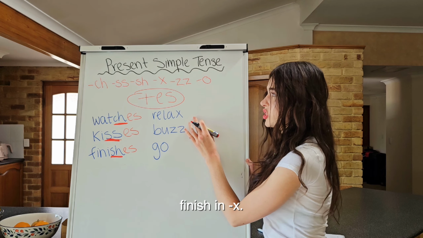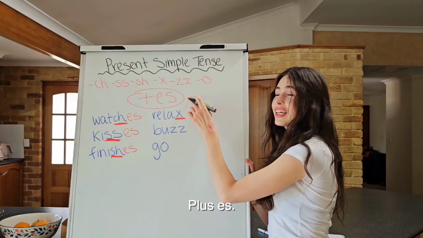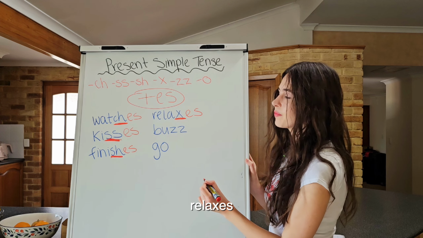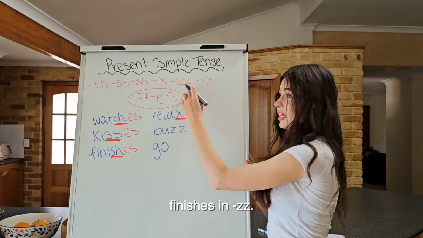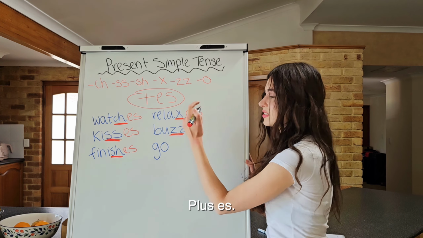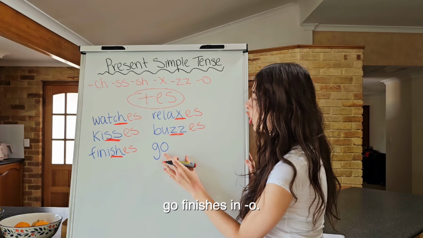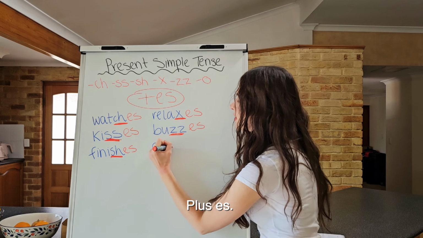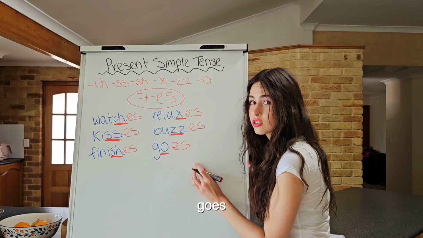Relax, finish in X, plus ES, relaxes. Buzz, finish in ZZ, plus ES, buzzes. Go, finish in O, plus ES, goes.